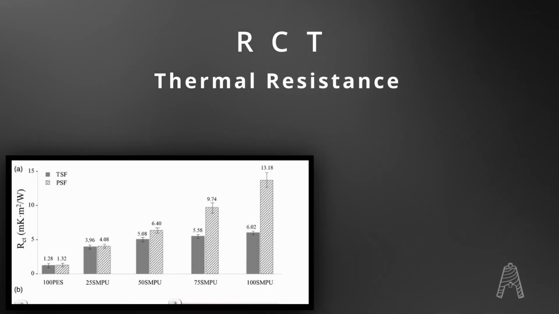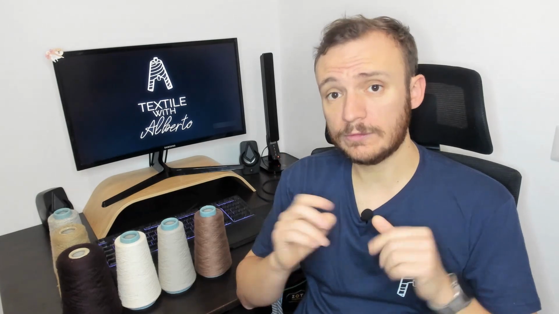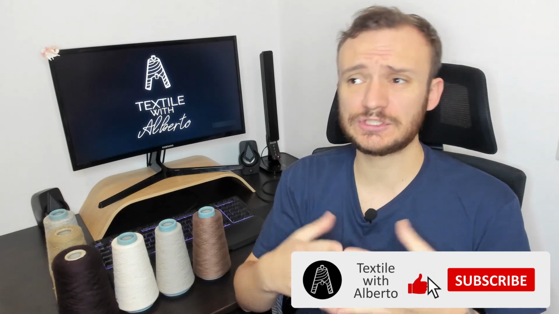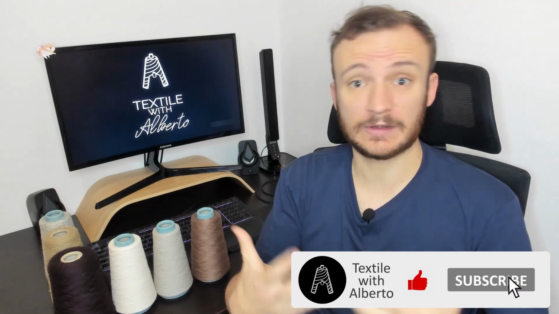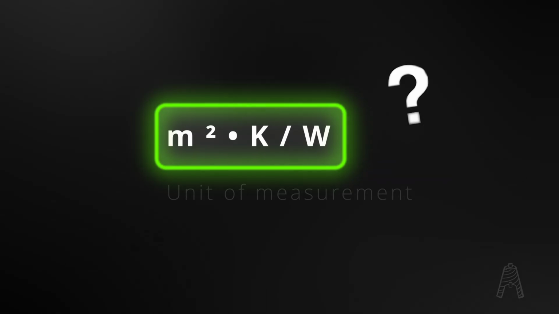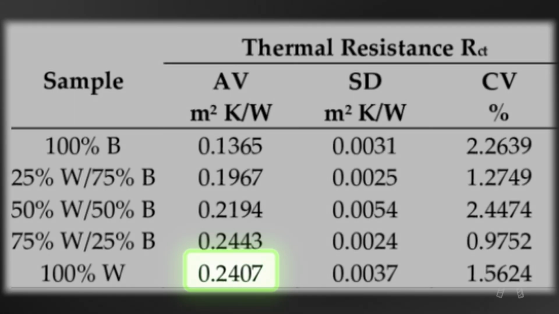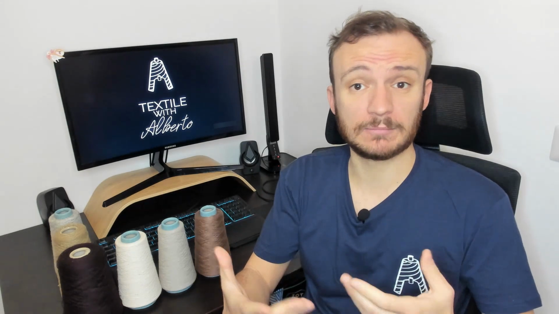RCT, which stands for Thermal Resistance. This is a rational way to indicate thermal properties and performances. All this derives from RCT, which is a scientific way to indicate thermal properties. The problem is that the unit of measurement is this, and most of the times you have values like 0.2407. It's a bad way to indicate a number, right?